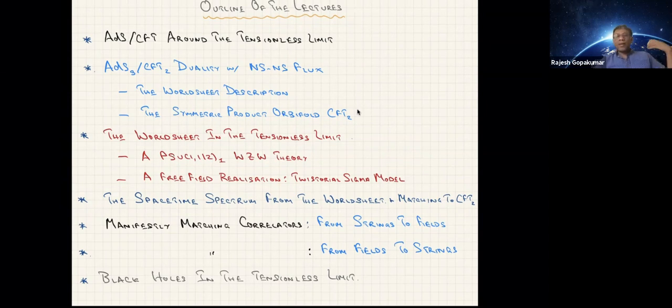And of course, once you have a matching of the spectrum, you can ask about the more non-trivial dictionary between the two sides, namely that of correlation functions. And I will describe a little bit how the correlation functions can also be matched in some manifest way on both sides. I will probably not have much time to talk about this part, which is going the other way around, where we also see how it ties up with certain earlier ideas on going from free fields to string theories.